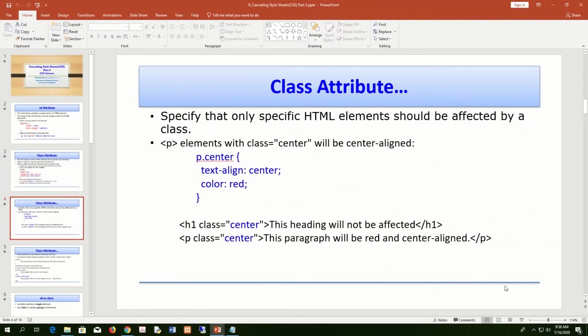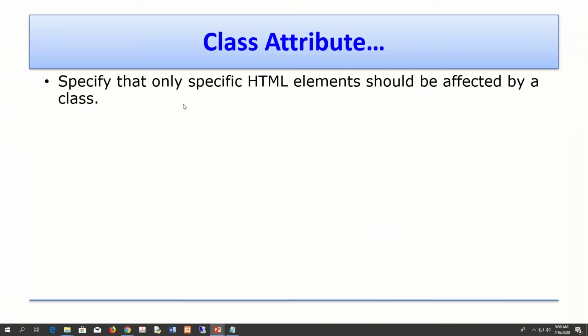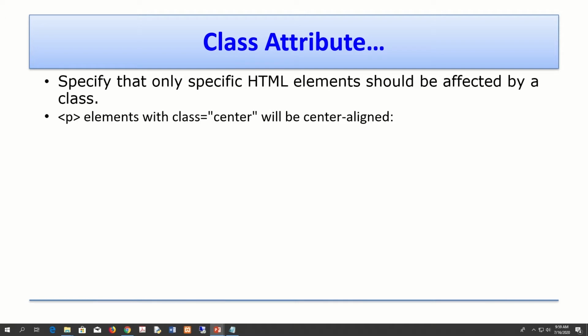Then next one. In the class attribute, we can specify that only a specific HTML element should be affected by the class. That means we can define a particular class only for specific elements in HTML. For example, I want to define a class only for the paragraphs. Let's see how to define that kind of class. Here we start the class using that particular element, say p dot center.